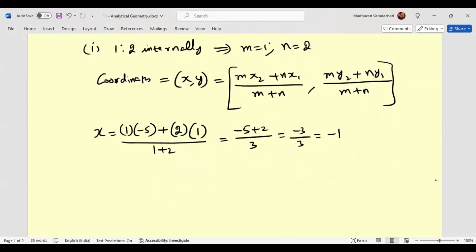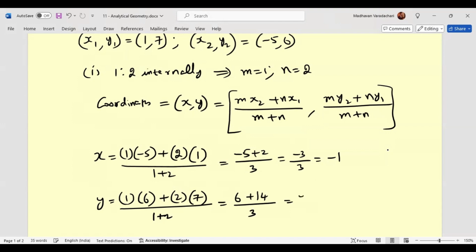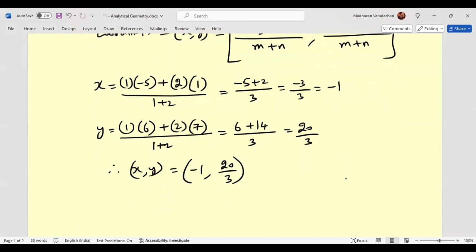Now y will be m, that is 1, times y2. y2 is 6, plus n times y1. y1 is 7, divided by 1 plus 2. So this is (6 plus 14) by 3. So we get 20 by 3. Therefore x, y is (-1, 20/3). That is our desired coordinates for the first part of the question.